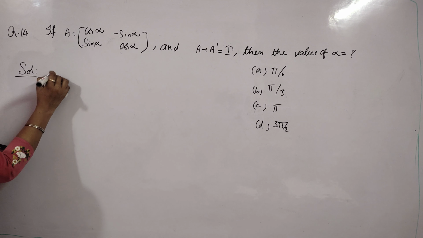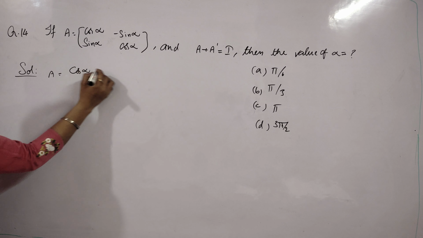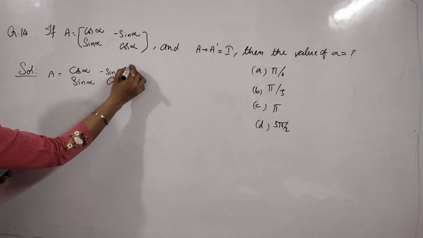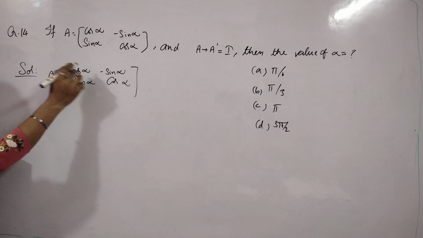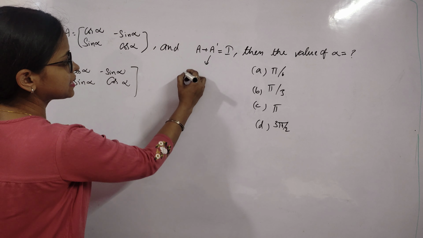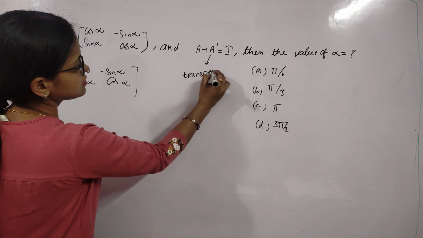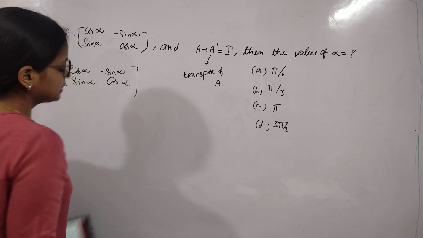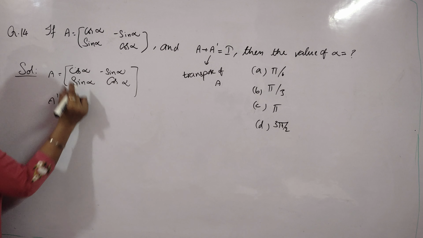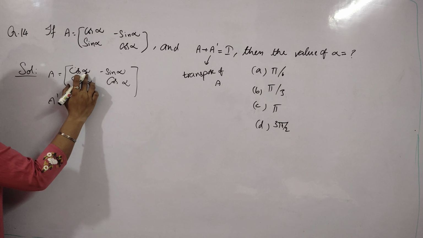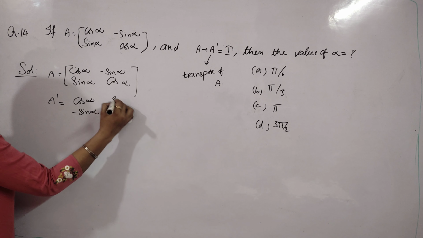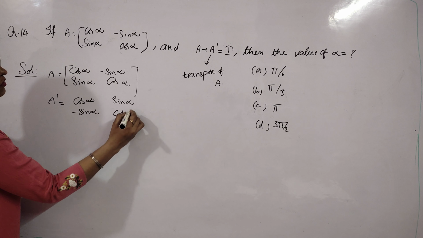So given solution, write the matrix cos alpha minus sin alpha, sin alpha cos alpha. So now what condition they gave? A plus A dash is equal to I. What is A dash? This is nothing but the transpose of A. It is A dash. So now write A dash, the transpose of this. Row will become column. So cos alpha, minus sin alpha, second row will become second column, so sin alpha, cos alpha.